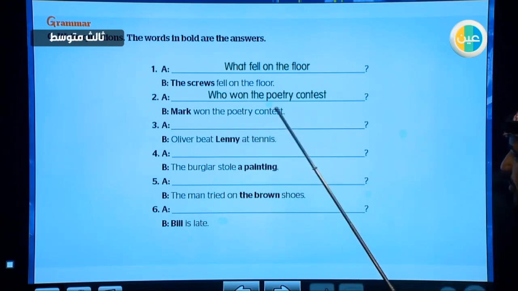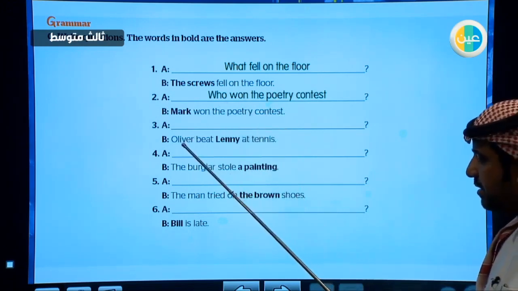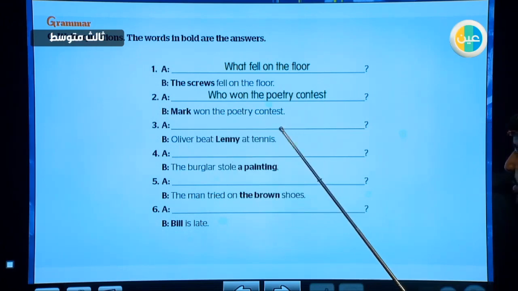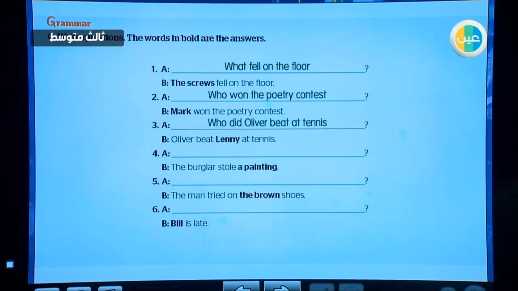Again, who did? Excellent. Oliver beat at tennis. Who did Oliver beat at tennis? Yes. Number 4, the burglar stole a painting. Now again, it is an object, but this time it is a thing.